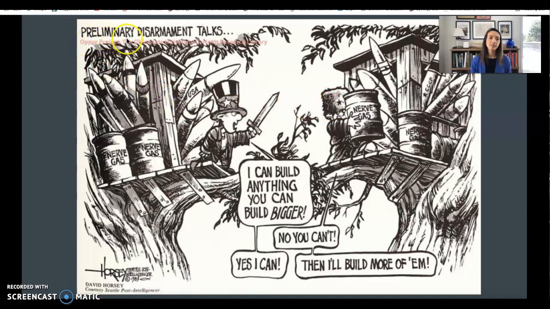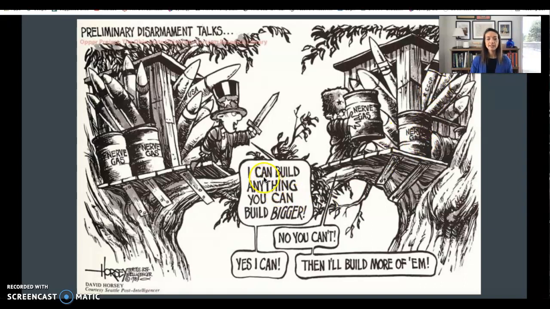The top left of this reads preliminary disarmament talks. So, making connections, you're going to learn about disarmament, which means that there has to be armament, right? Which is what these are representing. This reads nerve gas. These say USA. This also says nerve gas and the USSR, okay, written in Cyrillic letters.